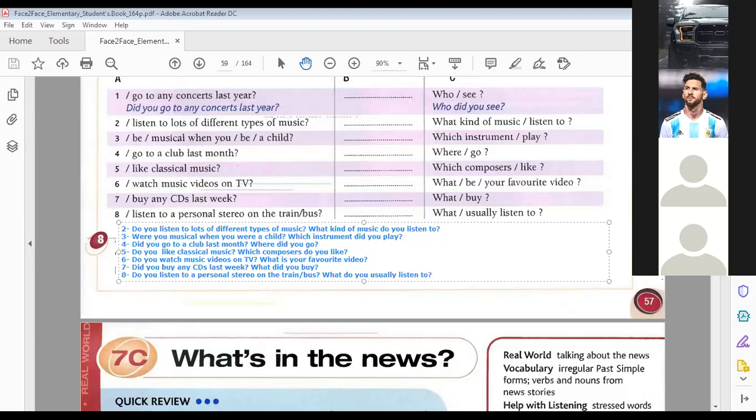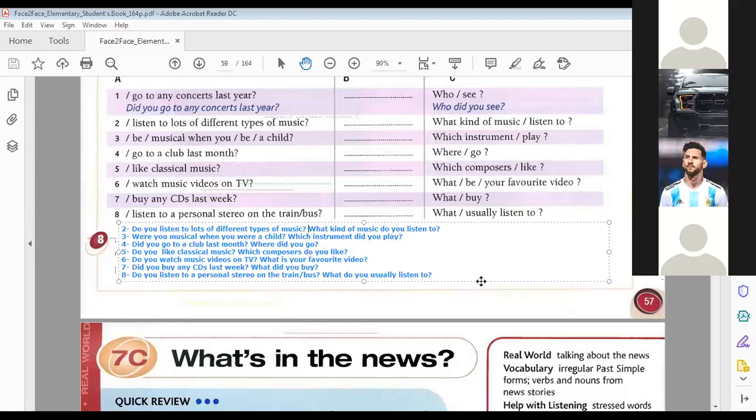Okay, so here we have some questions. Let's ask each other these questions, okay? The WH question is considered a follow-up question. If the answer to the first question is yes, we ask the second part. For example, Kinani, you can ask Hanan these questions. You can start. Do you listen to lots of different types of music? Yes, I do. Good. What kind of music do you usually listen to?